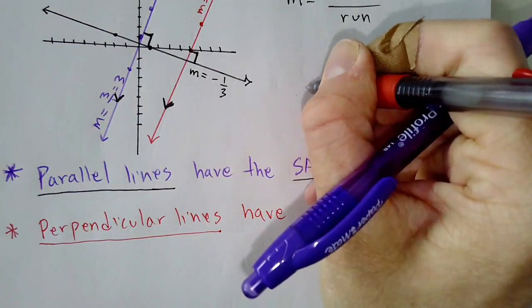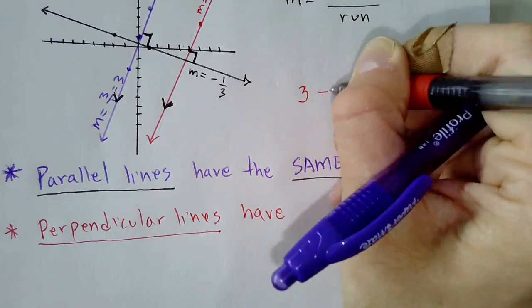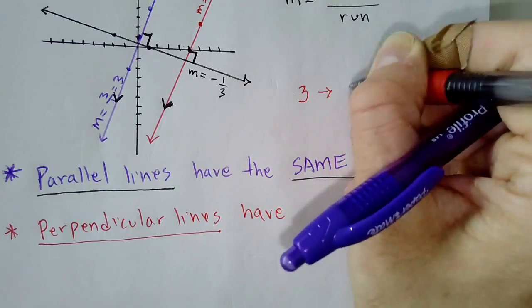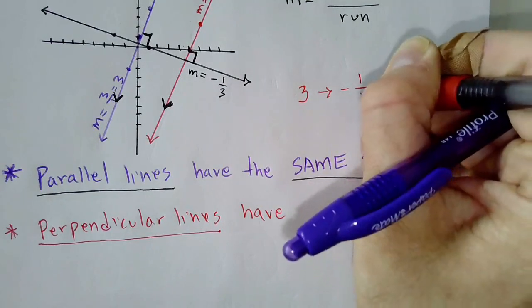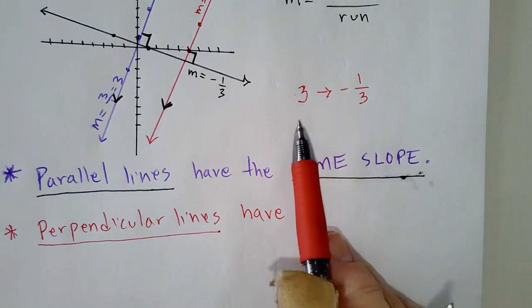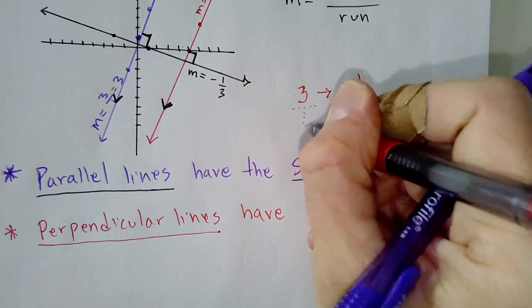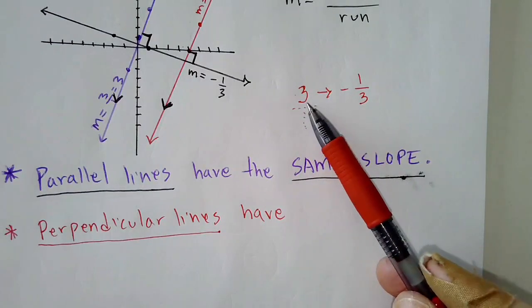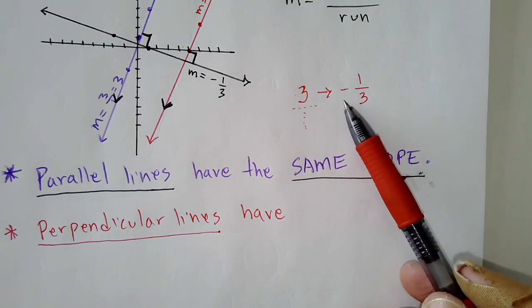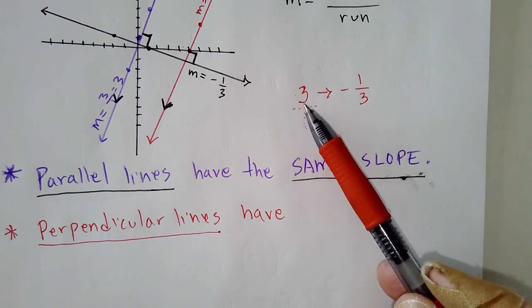What is the relationship between 3 to negative 1/3? What does that kind of look like to you? Well, what happened from 3 to negative 1/3? Essentially, what I did was this. I took the opposite sign, so the 3 was positive, the 1/3 is negative. And then I also flipped the fraction.